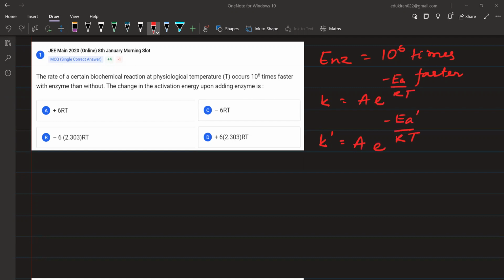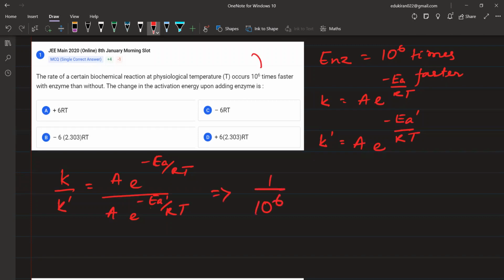Yes, sir. Now let us divide K upon K dash. It will be equal to A e to the power minus EA upon RT divided by A into e to the power minus EA dash upon RT. Okay. What is the value of K upon K dash? If K is 1, can I write it like that? When K is 1, what will K dash be? 10 to the power 6, because it is occurring 10 to the power 6 times faster. So what happened to the rate constant? It became 10 to the power 6 times greater. A and A will cancel out.